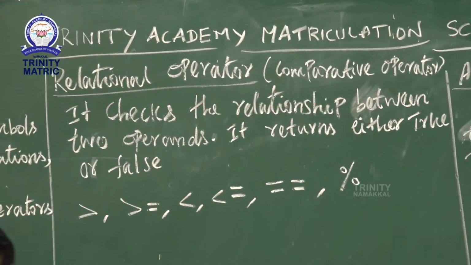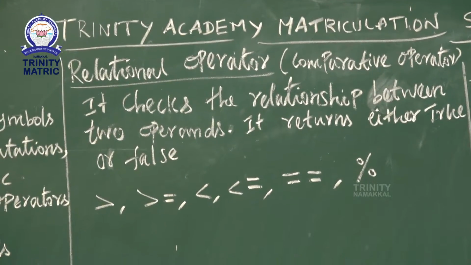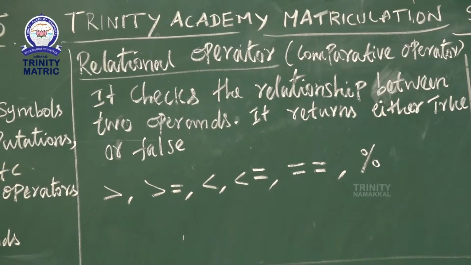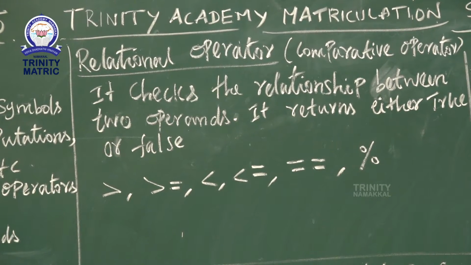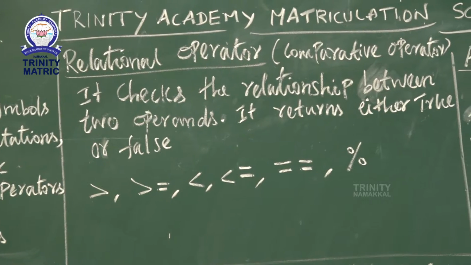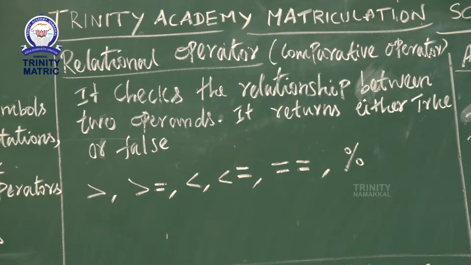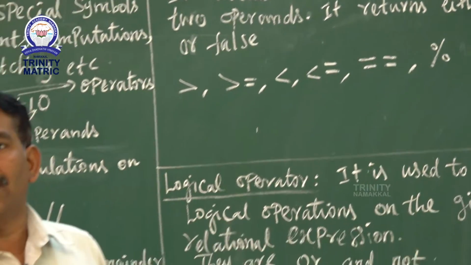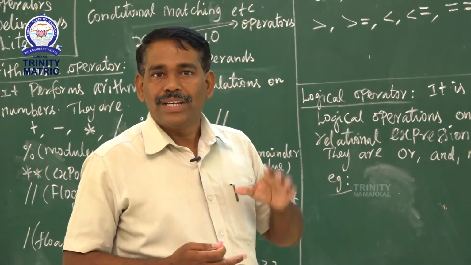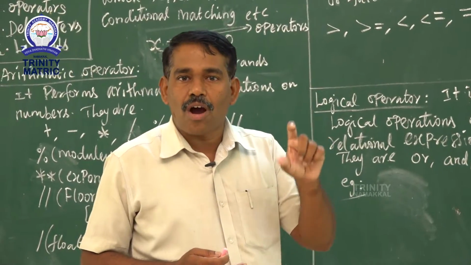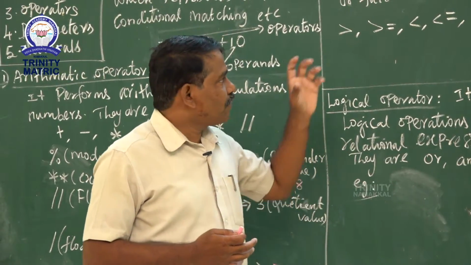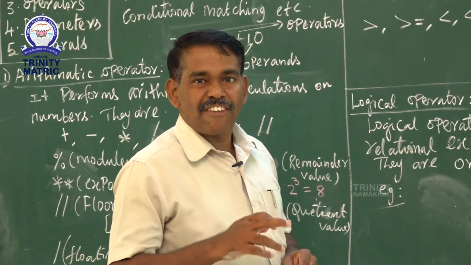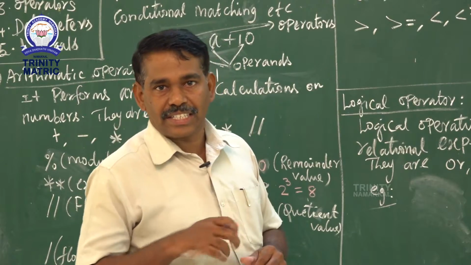You people have learned it in C++ in our previous year. The relational operator checks the relationship between two operands. If the relational expression, the test expression, is true, it returns the value TRUE. If the condition is false, it returns the value FALSE. The first letter is a capital letter.